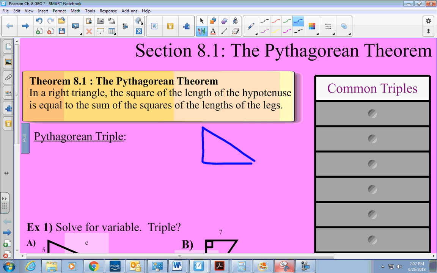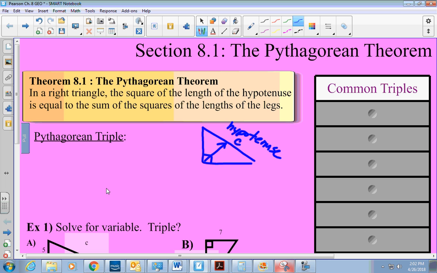So let's go ahead and put this on our paper. Draw your right triangle. A right triangle has a 90-degree angle in the corner. The little box in the corner means 90 degrees. The side across from the 90-degree angle is always going to be your hypotenuse, and we usually give that the letter little c.